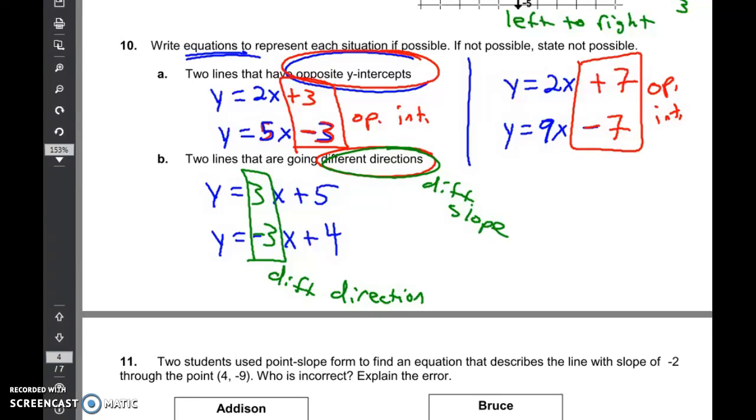On the test, it may ask for opposite slopes. It may ask for same slope, different intercepts, things like that. Just read the question carefully. All right, if you need to pause, go ahead and pause.